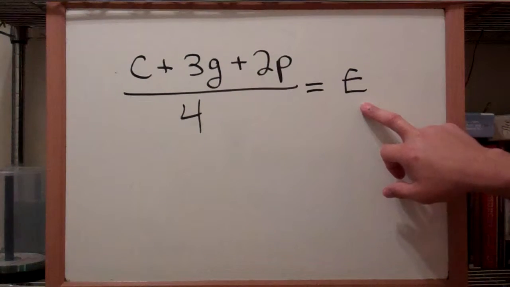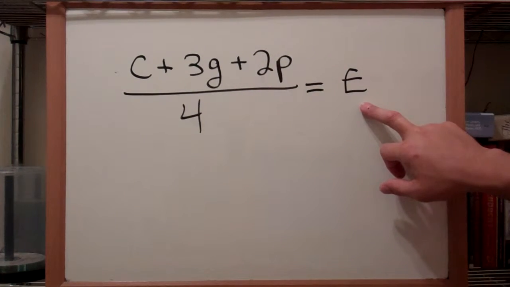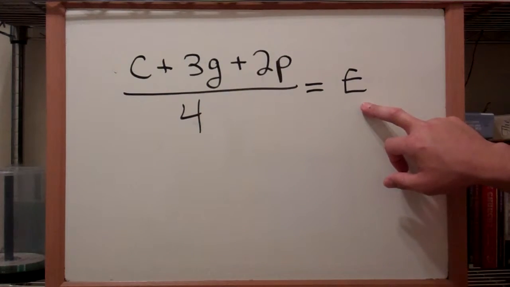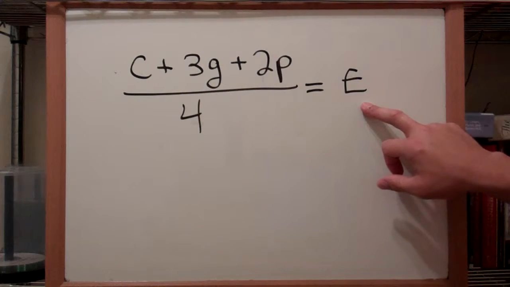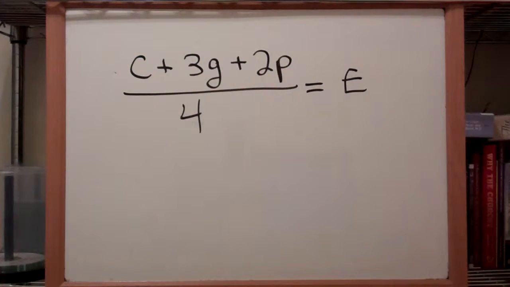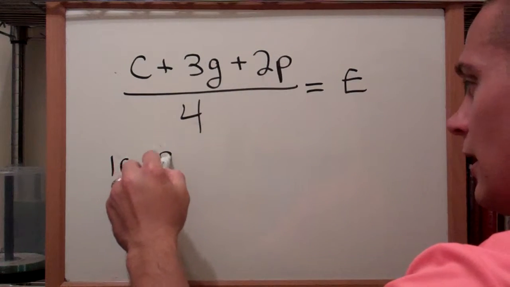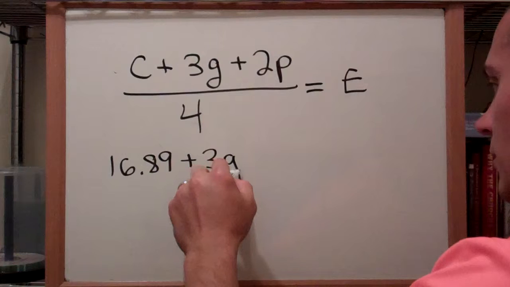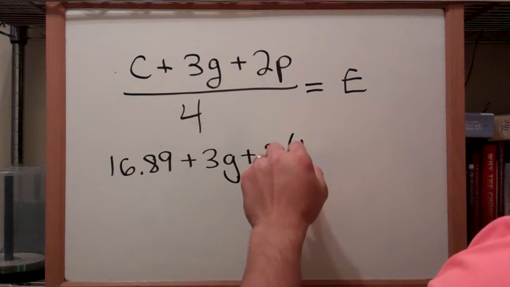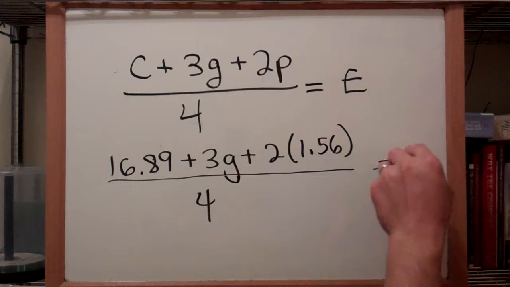Part B, it says, if the cake was $16.89 and a package of plates was $1.56 and each friend paid $10.69 before taxes, how much was a gallon of ice cream? So here we can really use the information given to us and plug into the formula where we know they apply. So the cake here is $16.89. We can say 16.89 plus 3G plus 2 times $1.56 all over 4 is equal to E.